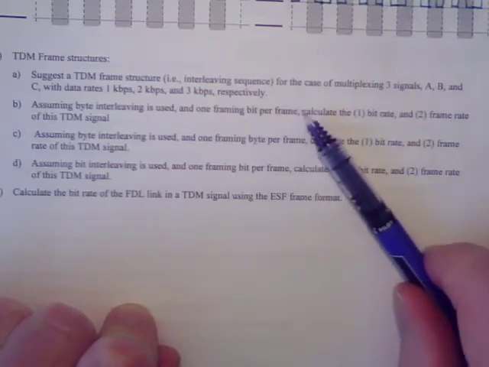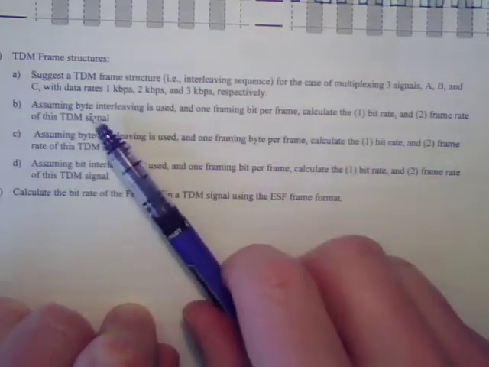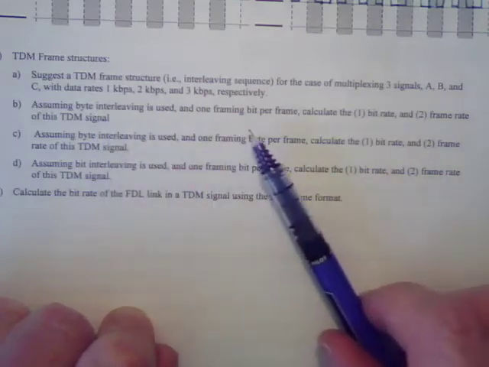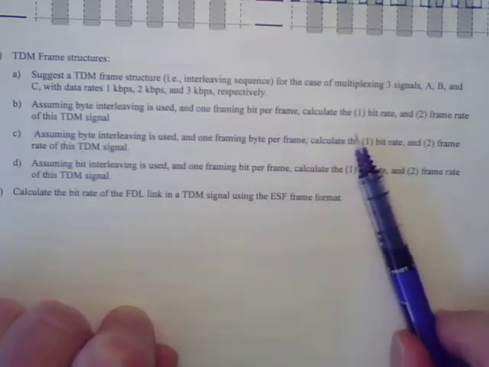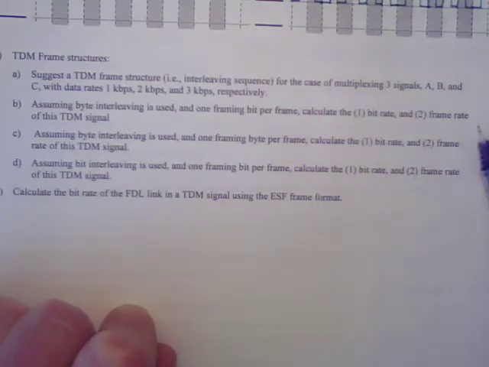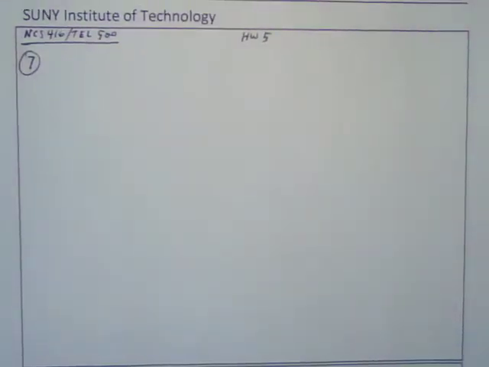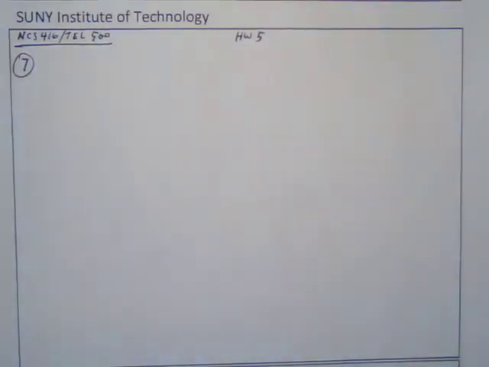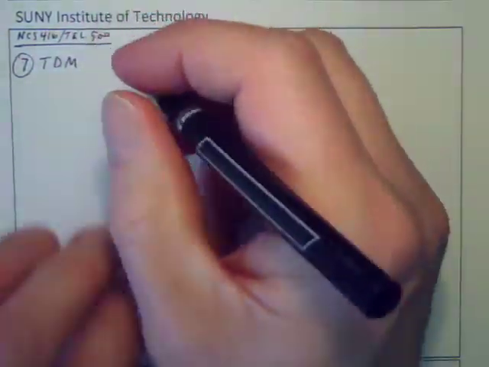Parts B, C, and D ask us to create frames with overhead, assuming various different combinations of bit or byte interleaving versus a framing bit or a framing byte. For each of those cases it asks us to calculate the bit rate and the frame rate. I'll do that, and I'm going to start off by drawing a picture of our multiplexed bit stream. So this is the TDM frame structure.